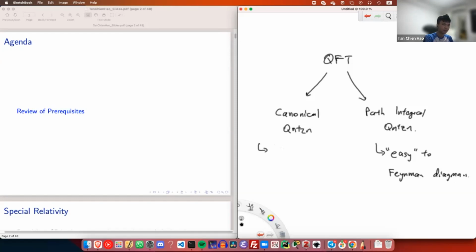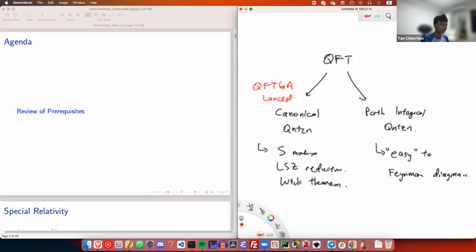You need to learn about the S matrix, and then the LSZ reduction formula, and then you also need to learn about Wick's theorem before reaching Feynman diagrams. So the path is a bit longer. Personally, when I first started out, I read QFT for the Gifted Amateur, GA, by Lancaster, and primarily he introduces it via the canonical method.